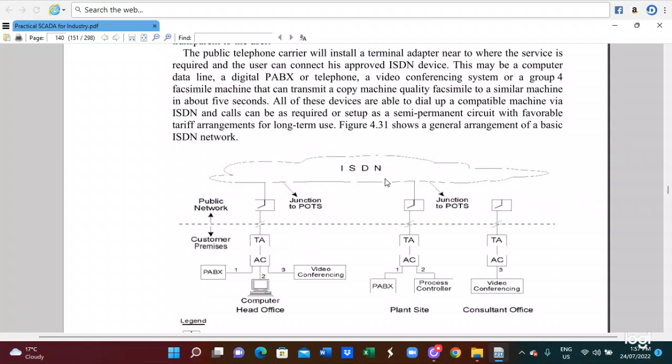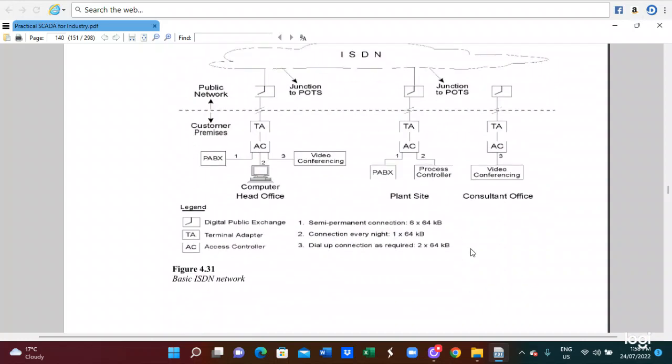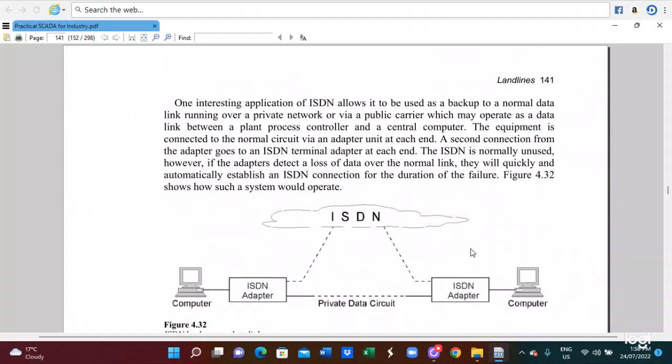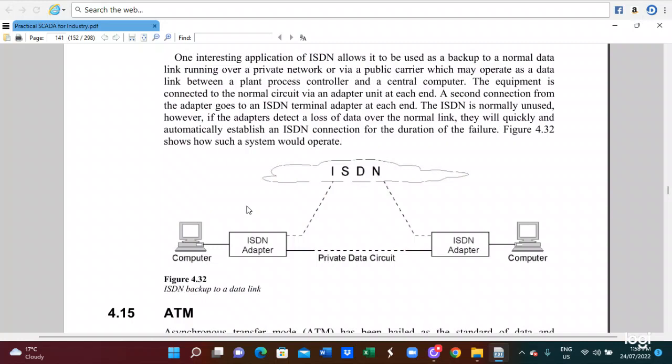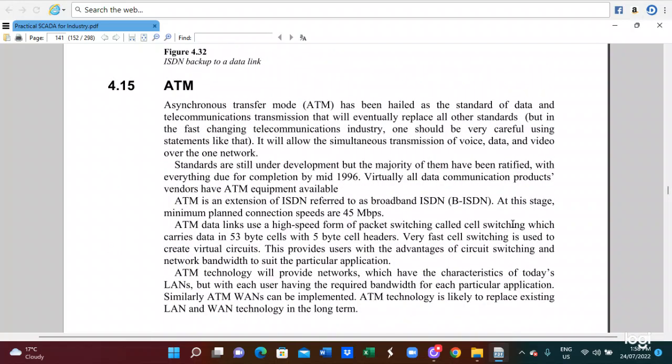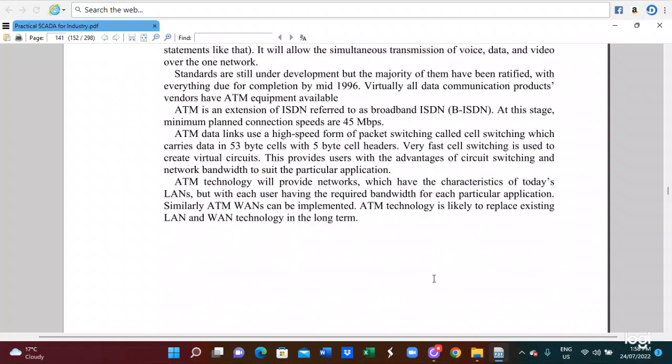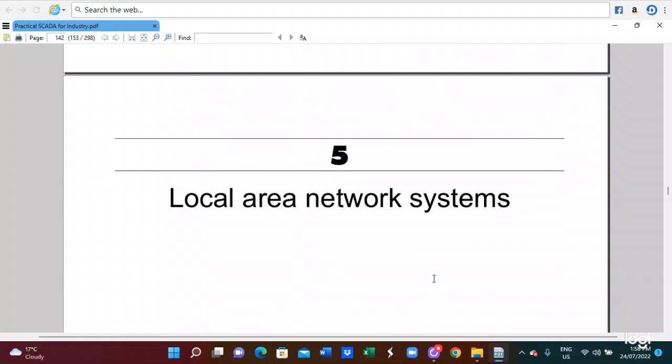This is the ISDN. We connect to a junction public network and video conferencing network, you can use the ISDN network. Also the ISDN circuits are connected, ISDN to the PRI computer, private data line, ISDN adapter, and connected to the computer. Also we use the asynchronous transfer mode, ATM. ATMs are utilized in, for example, a very big bank terminal.